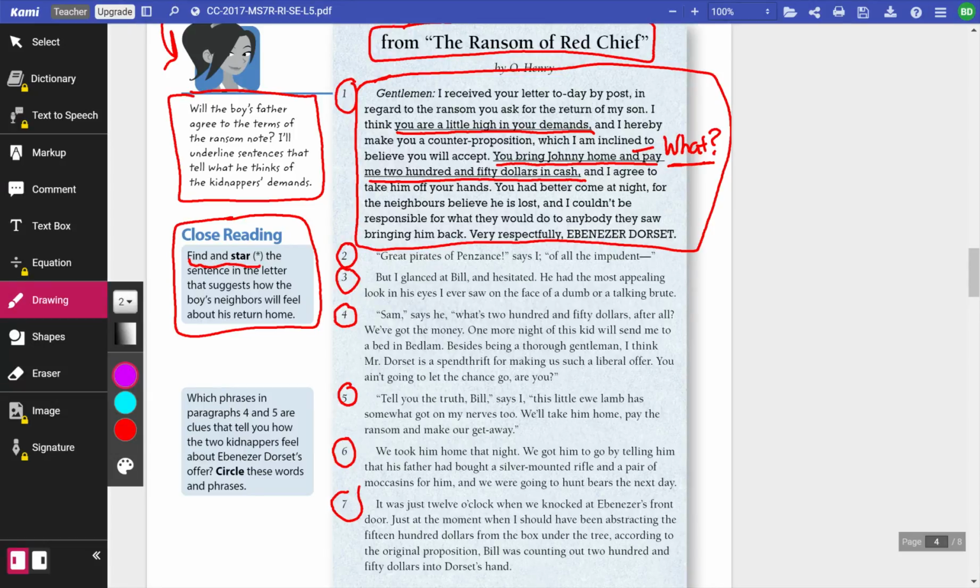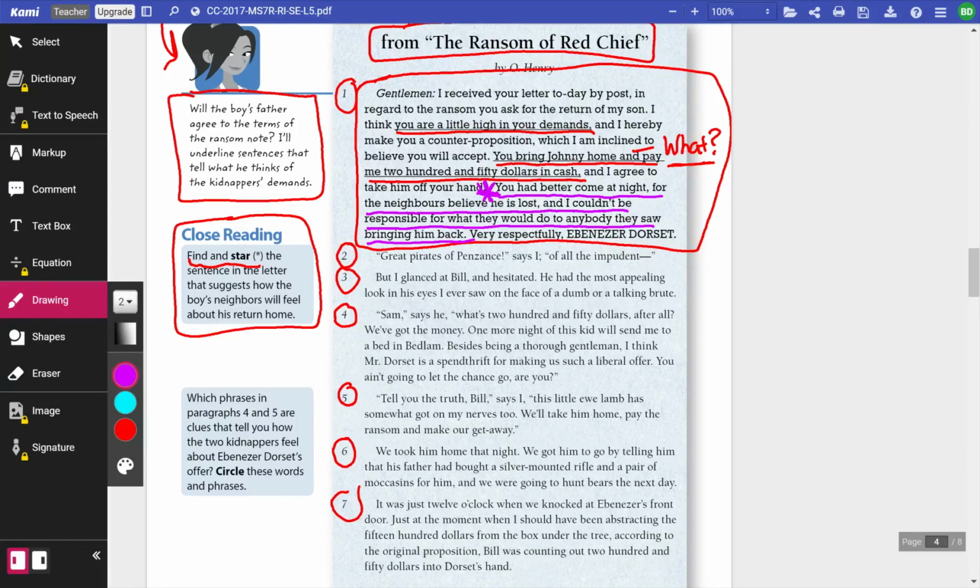Okay, I'm going to assume that you all did that. Let's look at this paragraph one more time. As a reminder, we're going to star the sentence that describes how the boy's neighbors will feel if the kidnappers were to bring him back. Okay, let's see. That's going to be this sentence right here that I'm underlining in purple. "So you had better come at night, for the neighbors believe he is lost, and I couldn't be responsible for what they would do to anybody they saw bringing him back." And I'm going to put our star beside it right there.